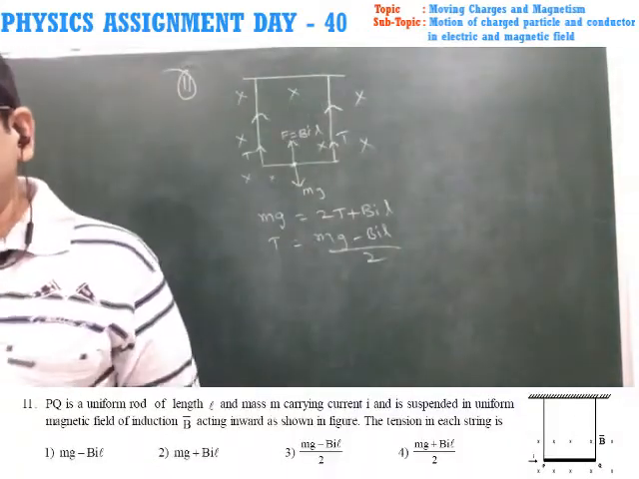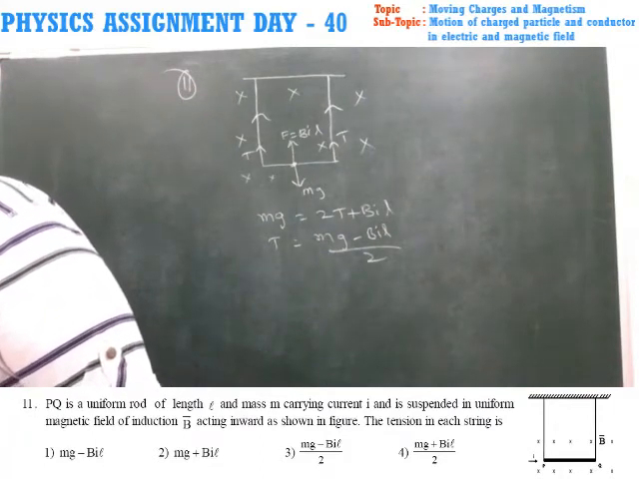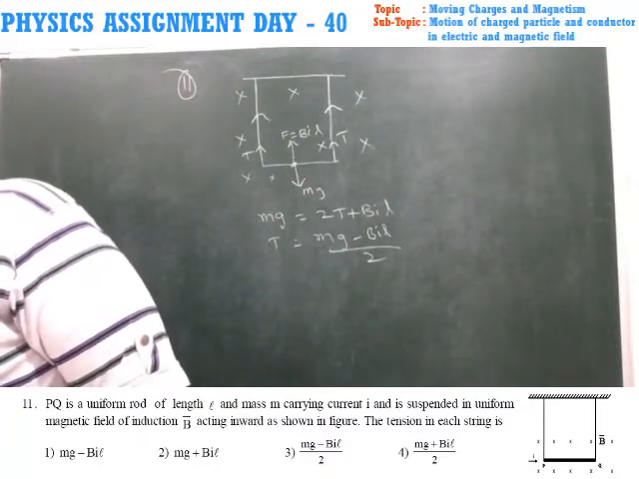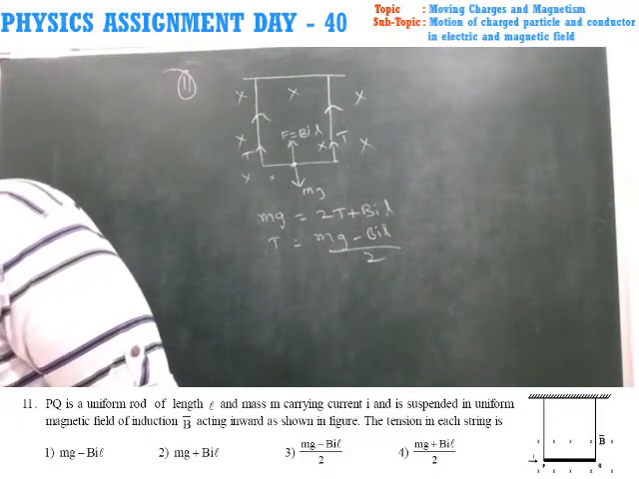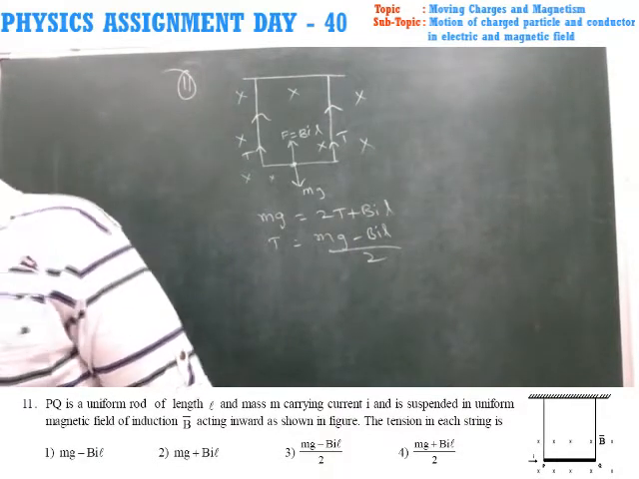Students, in this particular problem, PQ is a uniform rod of length L and mass m carrying current I and is suspended in a uniform magnetic field of induction B acting inward, as shown in the figure. The tension in each string is being asked.